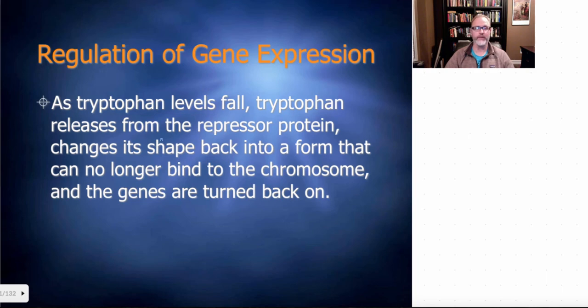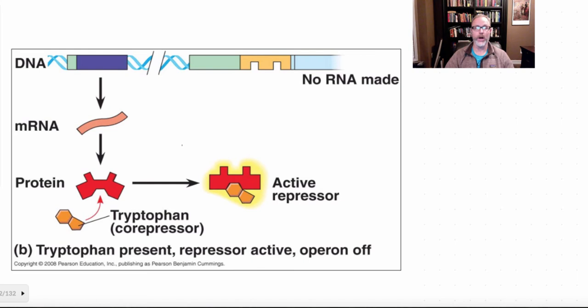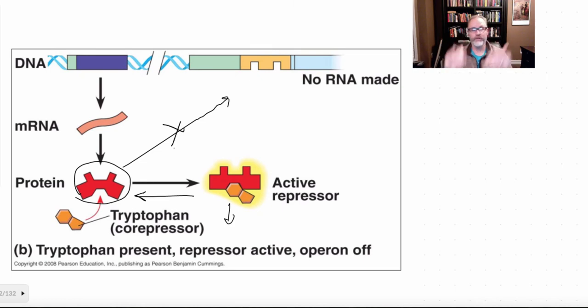Okay, so as these tryptophan levels fall, this repressor protein is going to take a form that can no longer bind, so we're going to work it in reverse. As the levels begin to drop, we move into this shape. Now this cannot bind to the DNA, and now we're going to be able to make more tryptophan. So again, that's a way that the bacterium in this case is going to be able to regulate the amount of things that it has present in its environment.